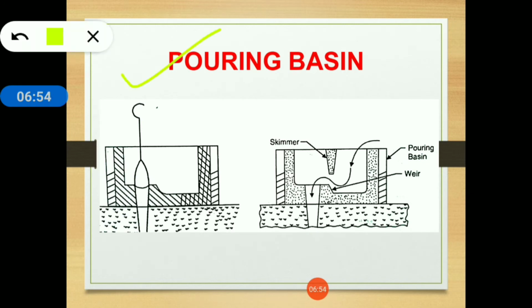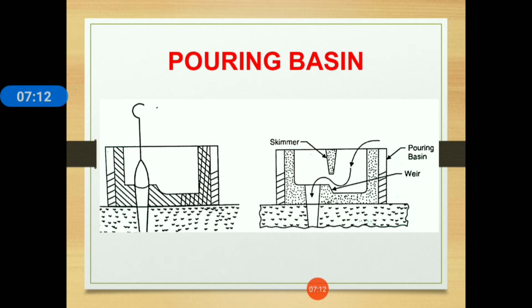Now, pouring basins are classified into different types. Here, two types of pouring basin are available. The first pouring basin is of the type that removes impurities from your molten metal.